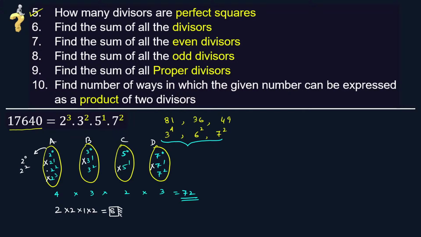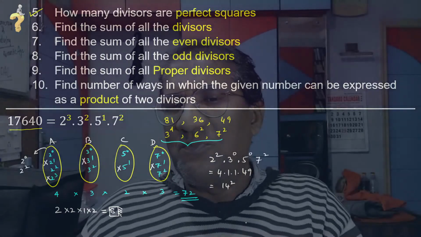Let us take one example. Let me take, I have chosen say 2 square from here, 3 to the power 0 from here, 5 to the power 0, and let us say 7 square. Now look carefully. It is what? 2 square, 4, 1, 1, 49, right? So it is nothing but 14 square. Yes or no? So 14 square is basically the divisor, and which is nothing but a perfect square. So that divisor I want, which is a perfect square.